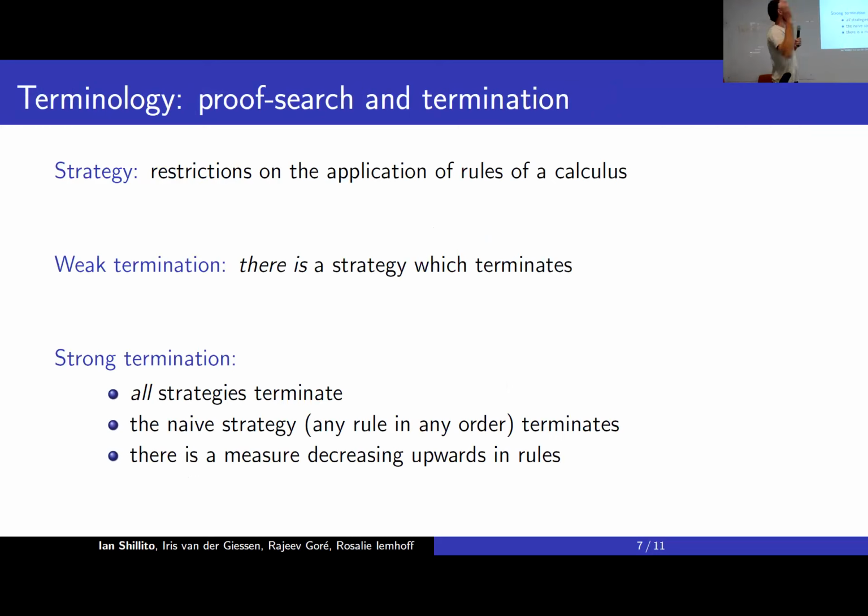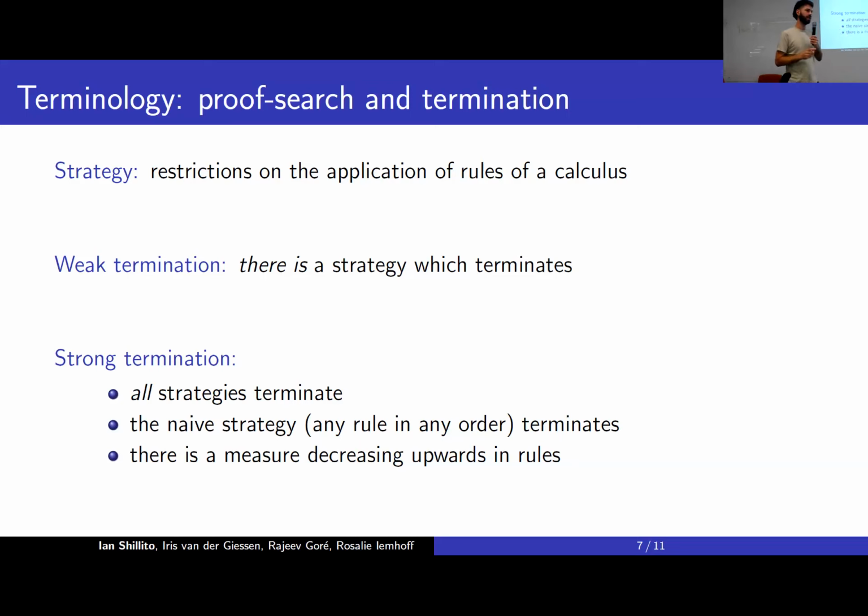So in backward proof search, we said that a strategy is just a restriction on the application of rules of a calculus. So there are a lot of strategies. For example, I talked about do not apply the rule if you're in front of an identity. So that's one, but you have many more. You could say don't apply the rule if you're on a Tuesday. Don't apply the rule if it's past midnight or something like this. There are infinitely many.